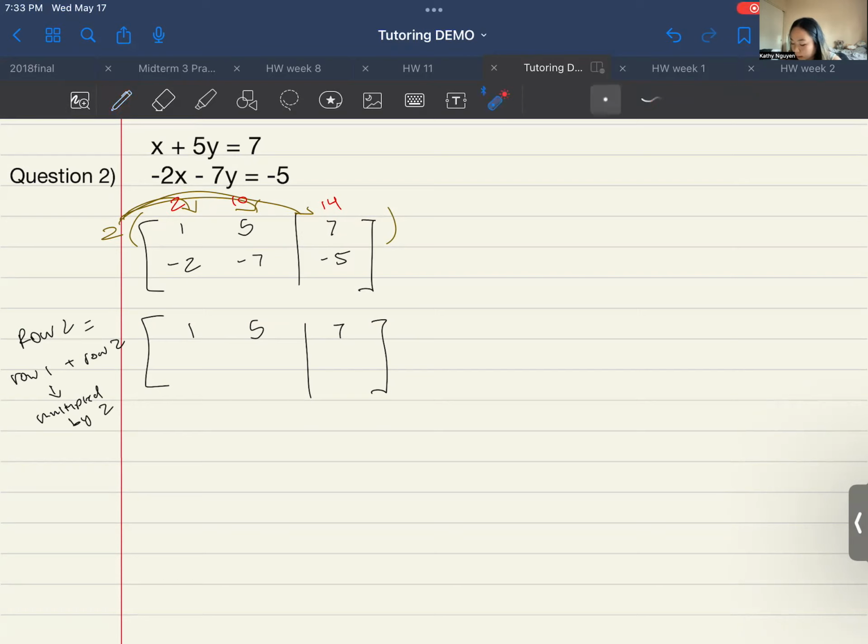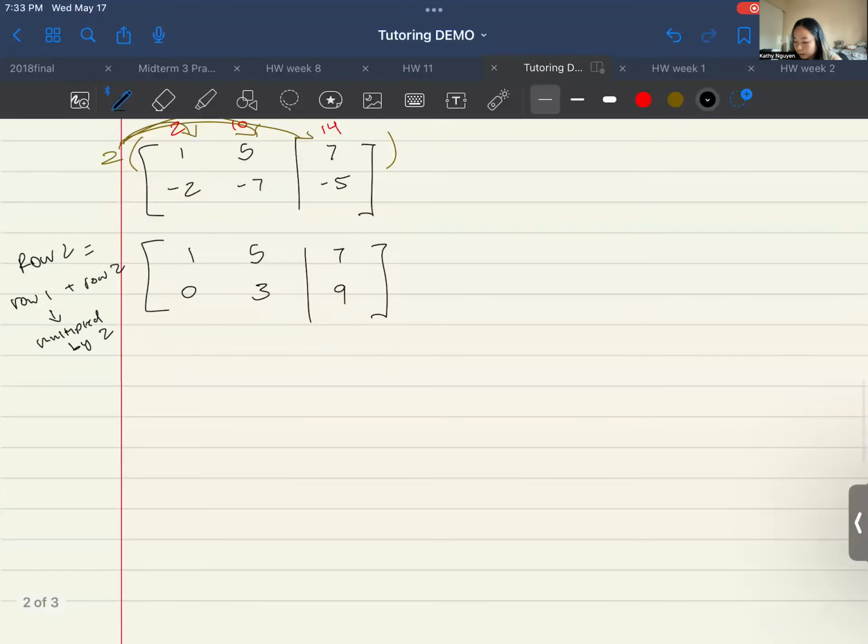So in other words, this element right here, the number here would be 2 plus -2, which is 0. And this would be 10 minus 7, which is 3, and so on. 0, 3, and then 14 minus 5 is 9. So perfect. We got to isolate 1 here, and there's no other value.